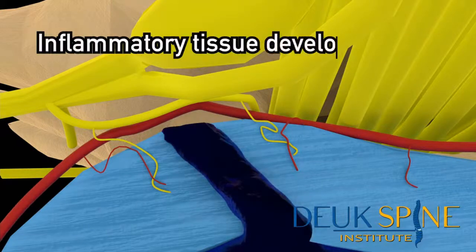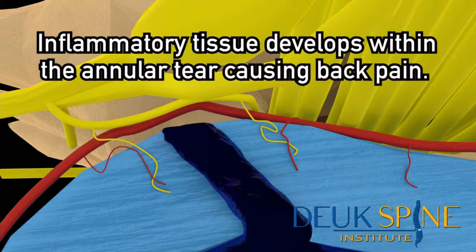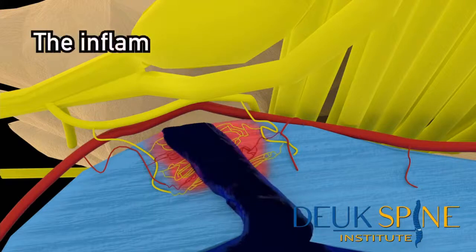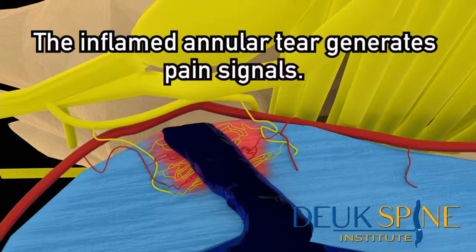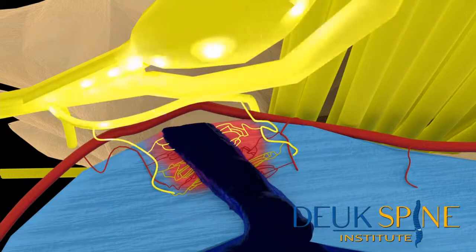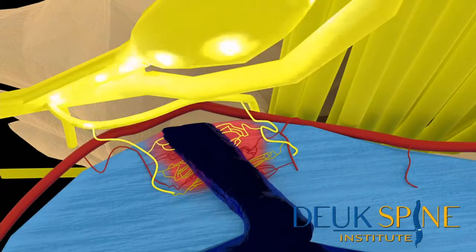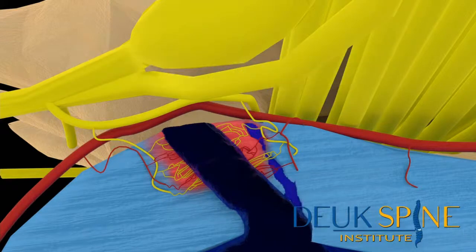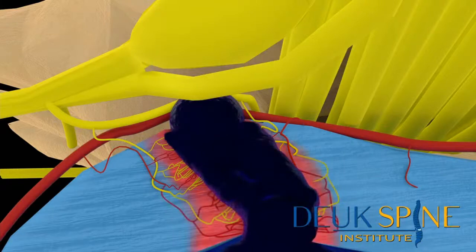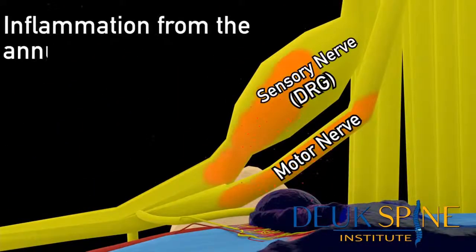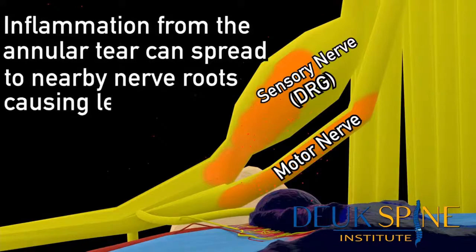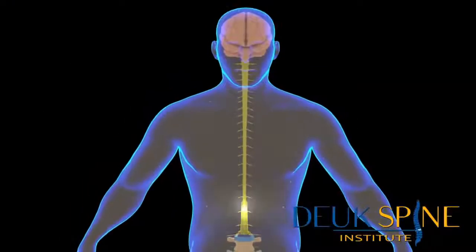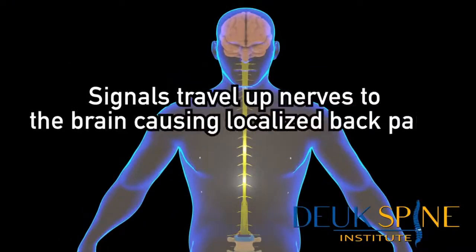Lateral. Inflammatory tissues develop within the annular tear, causing back pain. The inflamed annular tear generates pain signals. Now we're going on both sides. Additional injuries can cause symptoms to worsen. Inflammation from the annular tear can spread to nearby nerve roots, causing leg pain. Basically leg symptoms on both sides. So our goal is to treat those. Signals travel up nerves to the brain, causing localized back pain.